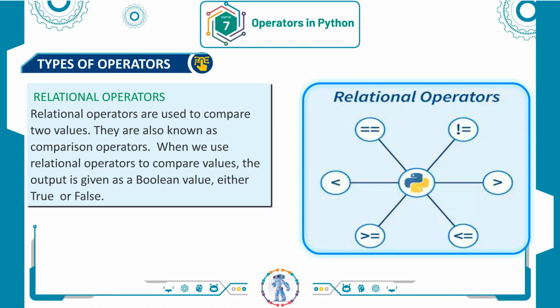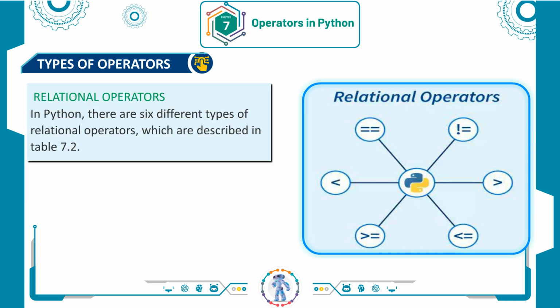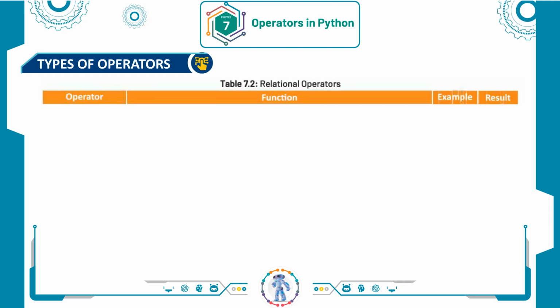Relational operators. Relational operators are used to compare 2 values. They are also known as comparison operators. When we use relational operators to compare values, the output is given as a Boolean value, either true or false. In Python, there are 6 different types of relational operators, which are described in Table 7.2.